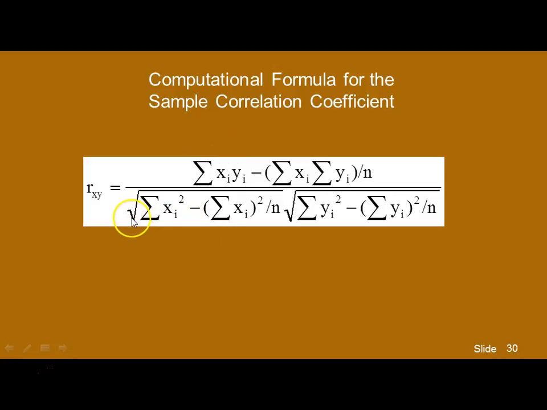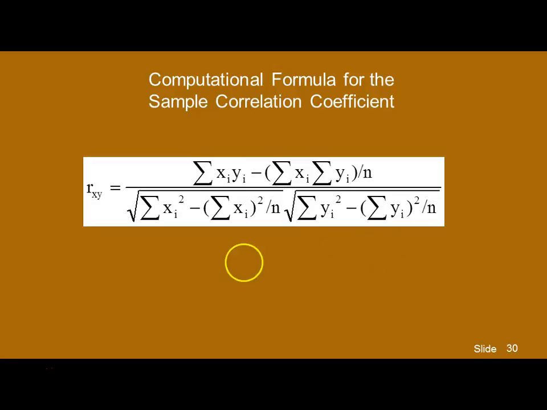In the denominator, we have these two square root terms. One of them involves the x variable, and one of them involves the y variable. You're going to need to square the x's and add them up to get this term right here. Similarly, over here, you're going to need to square the y's and add them up. Here we just have summation x. Take the quantity of that squared and divide that term by n, and similarly over here for the y variable.